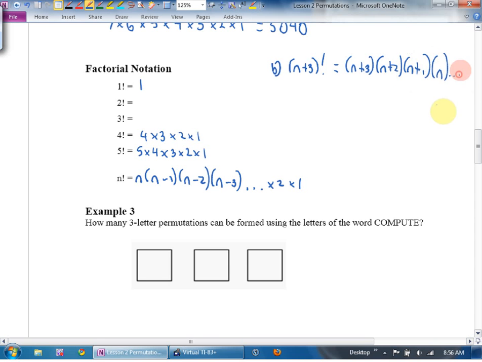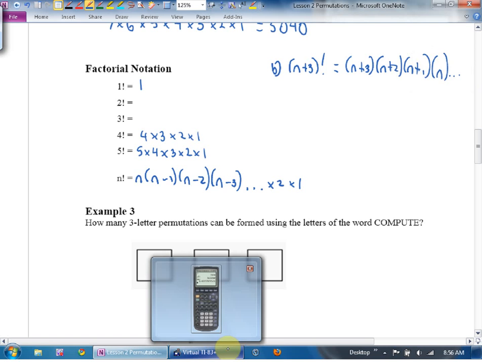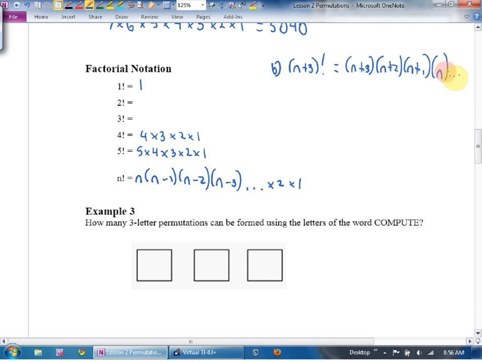In fact, you know what? Instead of writing n, dot, dot, dot, dot, I could just, if I was really clever, I could say n factorial, because isn't n factorial n times n minus 1 times n minus 2 times n minus 3 times n minus 4? And sometimes you'll want to do this. Sometimes you'll want to go further. Sometimes you won't want to go as far. It's going to depend on the question, and I'll give you some examples.